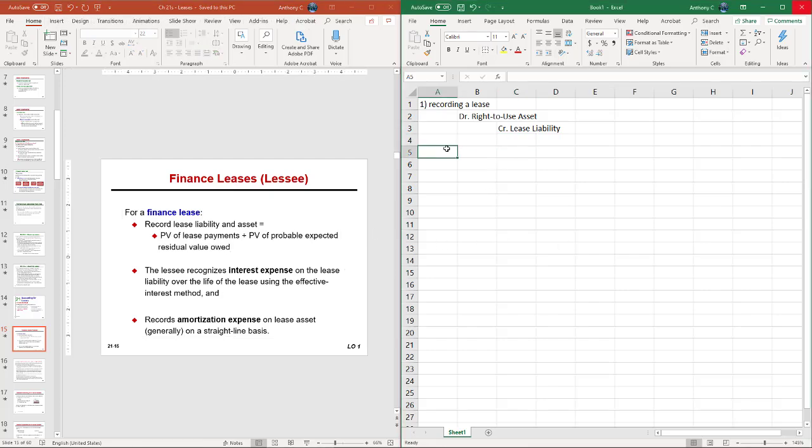Second, after we record the lease, we're going to have to make lease payments. If we think about what's happening when we make a lease payment, obviously we're going to be paying cash, and we'll just credit cash for the amount of the lease payment. Our debit here, if you notice up above, we've recorded a lease liability which reflects the future lease payments we have to make. So every time we make a lease payment, we're reducing the liability. So we'll just debit the lease liability.